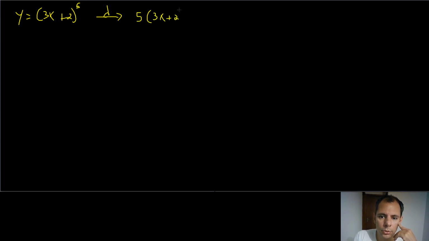Y equals 3x plus 2 to the 5th. Okay? So differentiate that. 3x plus 2 to the 5th. Alright, so the outside function is the 5th power, and the inside function is 3x plus 2. Do that. It's going to be 5 times 3x plus 2 to the 4th, times the derivative of the inside function, which is just 3. So it's 15 times 3x plus 2 to the 4th.